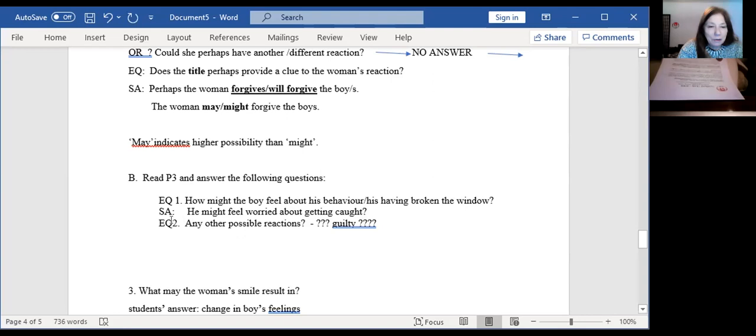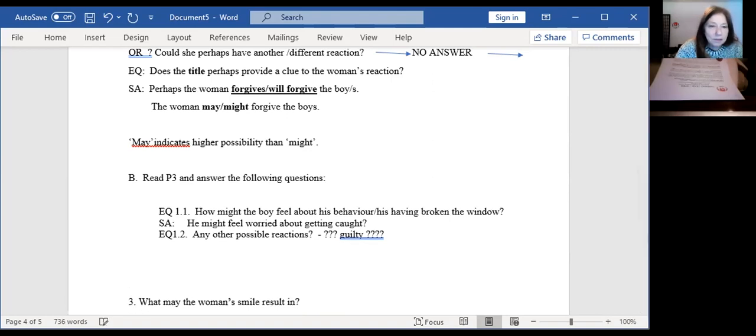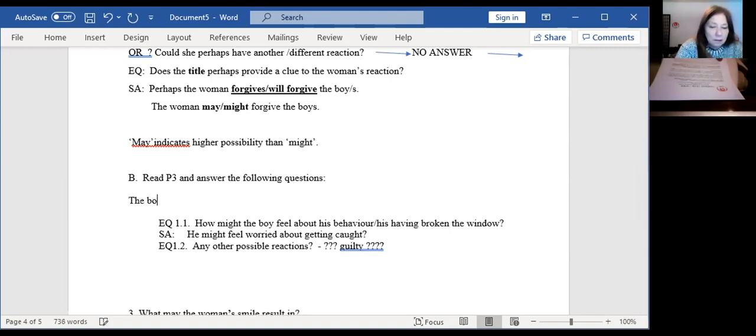And then if you call that 1.2 and 1.1, because that's about the boy's reaction. So this is the boy's reaction, right? And now we want to know about the woman's reaction, right? What question would you ask?